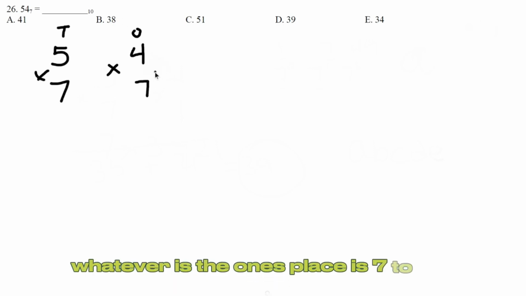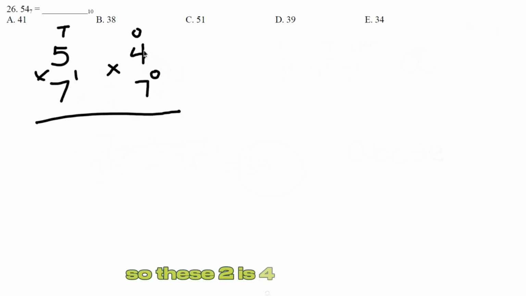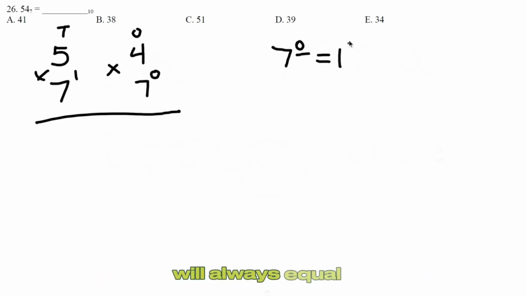Alright, 5 and 4. These are separate numbers as of now. So we need to multiply each of these by their corresponding number. So times 7, both of these, but 7 to the power of what? Well, if we remember, whenever it's the ones place, it's 7 to the power of 0. For the tens place, it's 7 to the power of 1. So these two is 4 times 7 to the power of 0. So any number to the power of 0, so for this example 7, so 7 power 0 equals 1, because any number to the power of 0 will always equal 1.